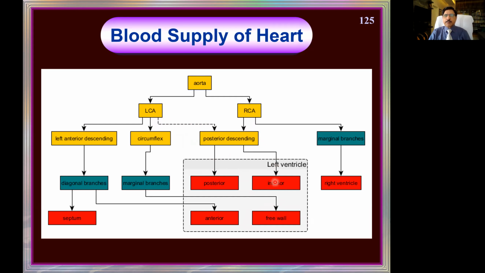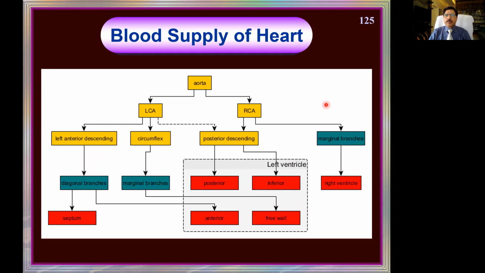This supplies the inferior part of the heart. All this is related to the left ventricle. Whereas the right marginal branches of the right coronary artery supply the right ventricle. So the supply of the right ventricle is basically looked after by the right coronary artery. Supply of the inferior and posterior part is by the RCA and the LCX, and the anterior part is supplied by the LCA, and also the septum and the anterior part by the anterior descending artery.